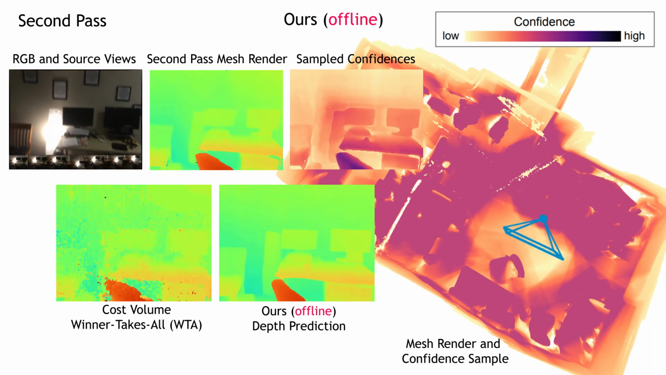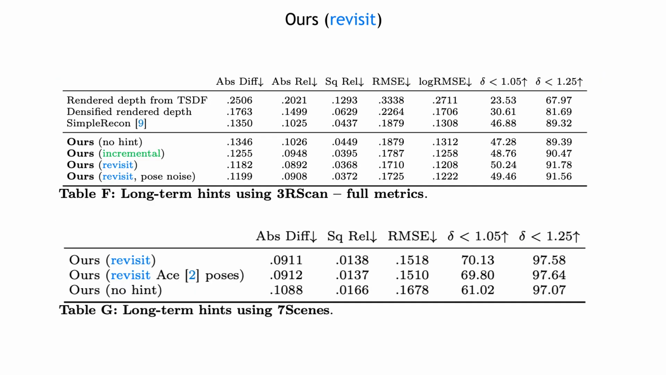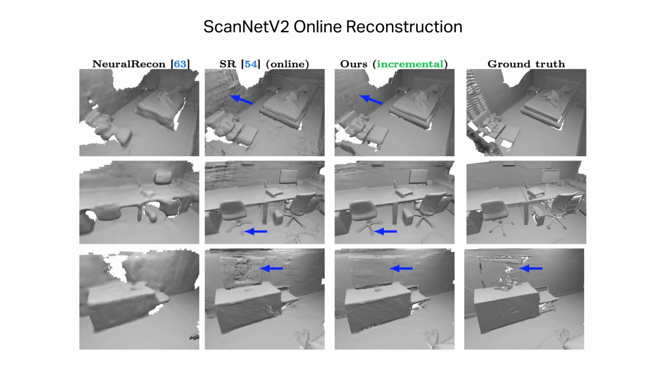Our model can also be used in cases where a mesh is available from a previous visit to a location. We show that our model is robust to scene changes, relocalization errors, and pose noise, outperforming the baseline. Overall, our model shows superior metric depth performance. Those depths yield sharper, more complete reconstructions. This advantage holds for both the online and offline cases.